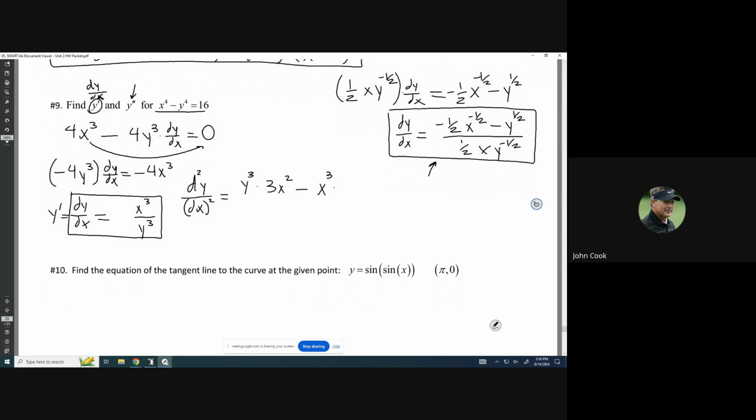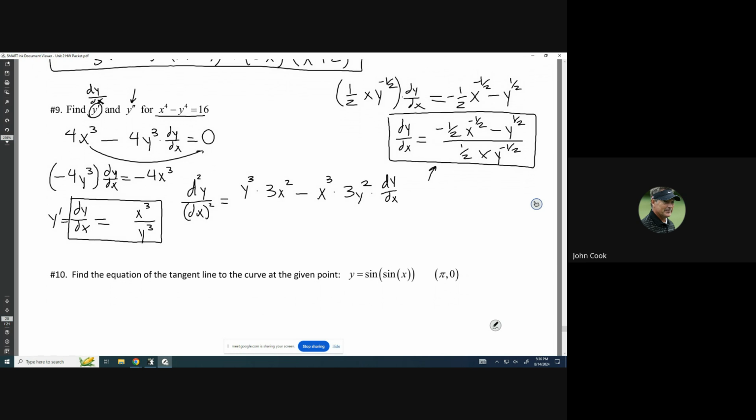And then the derivative of y to the third power is going to be 3y to the second. But since I took the derivative of the y part, I now need to multiply that by a dy/dx. And then that's all over the low part squared, so y to the third squared. Okay, I'm not quite done because I've got this little dy/dx here. And you better believe that dy/dx is the same thing as this dy/dx right over here. So I'm just going to replace the dy/dx with that expression, x to the third over y to the third. And that should do it for me. Let's see what happens, okay?